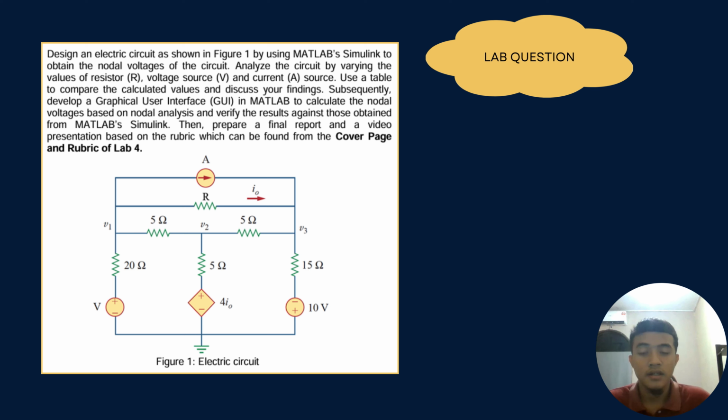Today, I will present about the lab question. Before we start, we need to highlight a few things. The first one is we need to analyze the circuit by verifying the value of the resistor, voltage source, and current source, and we need to use a table to compare the calculated values that we get. Next, we need to develop a graphical user interface (GUI) and a Simulink model from MATLAB. We must get the same value for both. And the last one is we need to prepare a final report and a video presentation based on the rubric that was given.